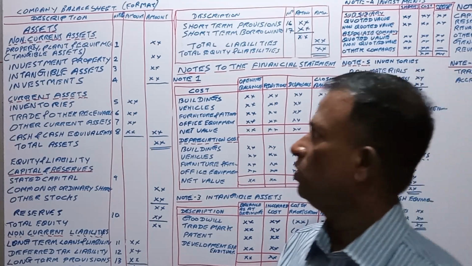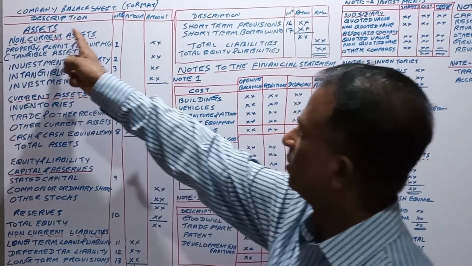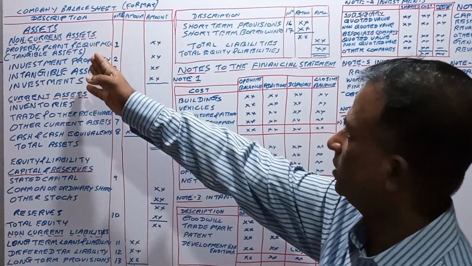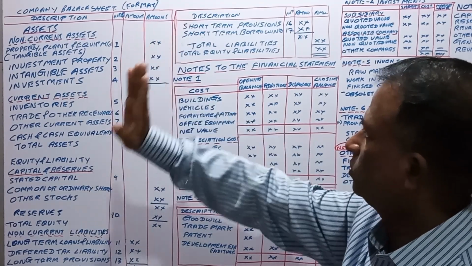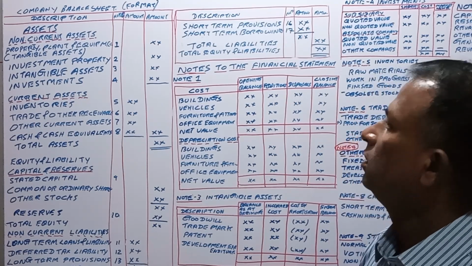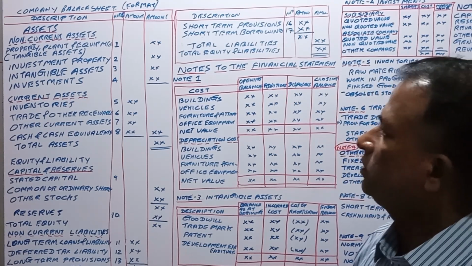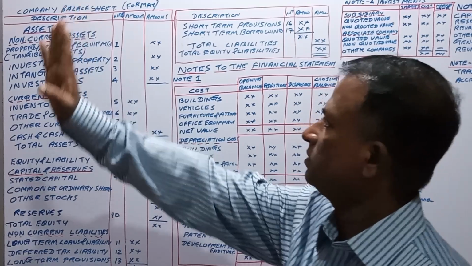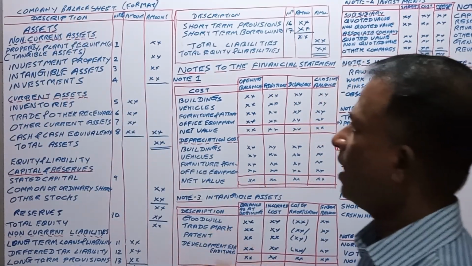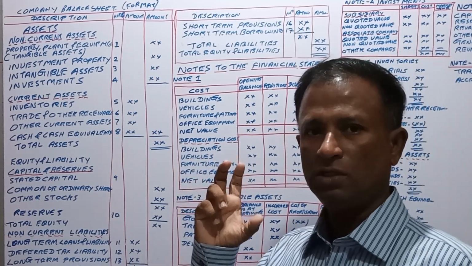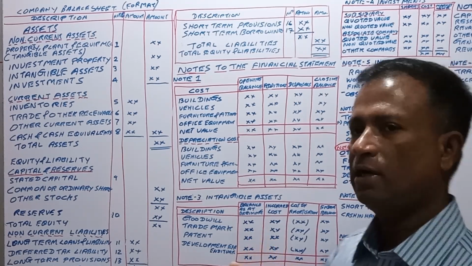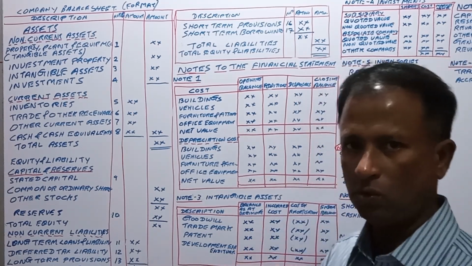Okay, so here we see the company balance sheet format. First column is description, right? Notes second, third is amount, right? First of all, we used to have assets in the balance sheet, first column, and under the assets we used to categorize the assets like non-current assets and current assets, as you know.